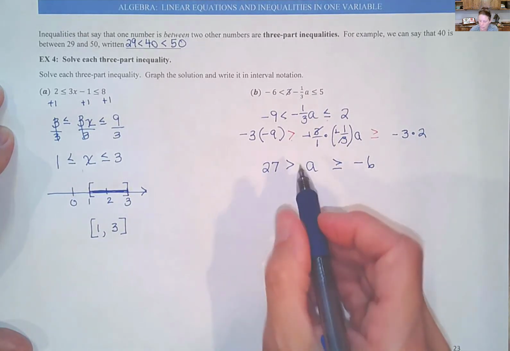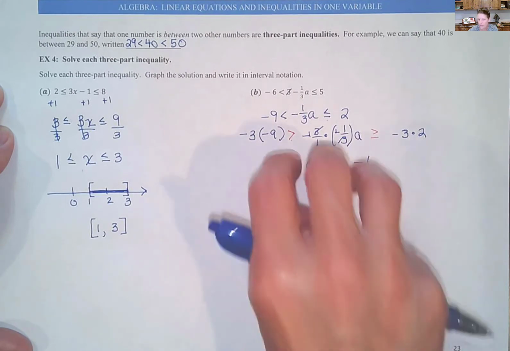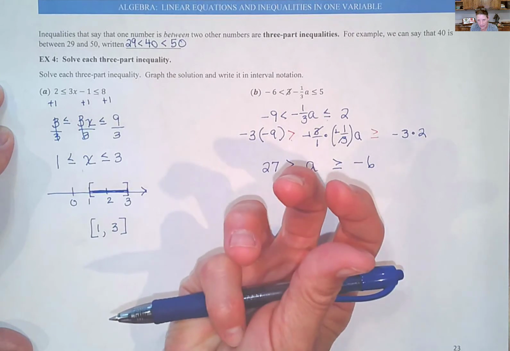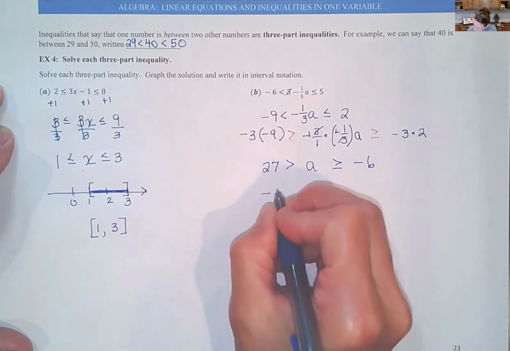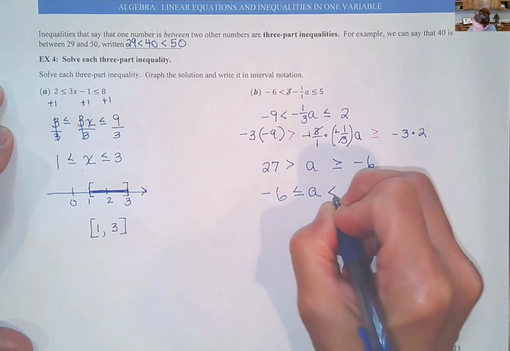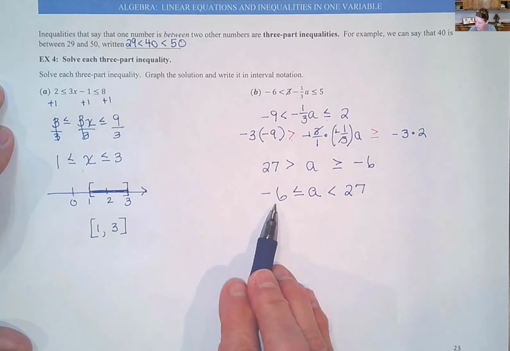I'm going to rewrite this inequality with our smaller number on the left and the larger on the right. So think about just picking this up, turning it 180, and laying it back down. Negative 6 is less than or equal to a, which is less than 27. So we've got a wedged in between negative 6 and 27.